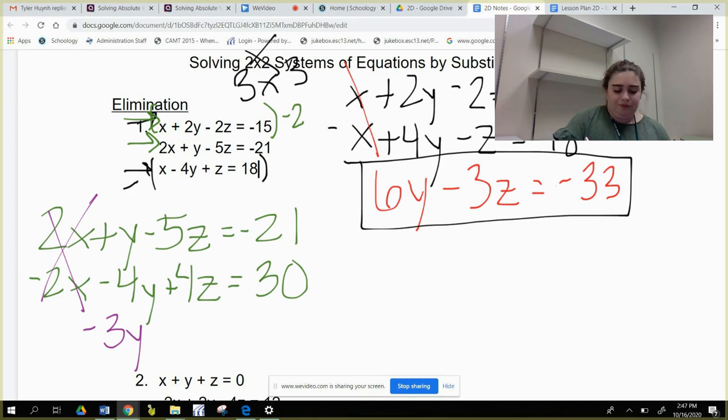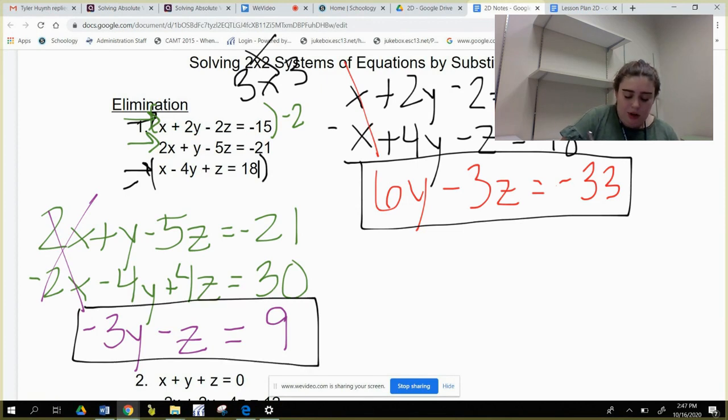And then we have -5z plus 4z. So that's going to get us minus just z. And then on the end, we're going to get a positive 9. All right, so there's our second equation, and then we'll box that one in. So remember it's there. So now with the two boxed in equations, we have a 2x2 system, don't we?